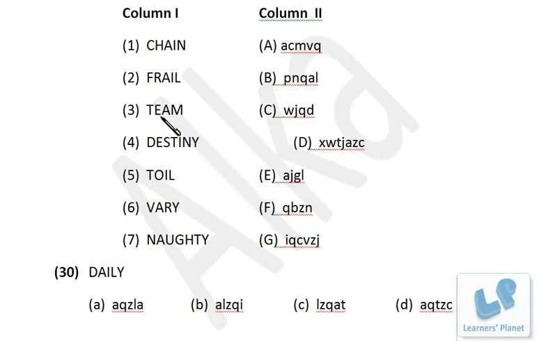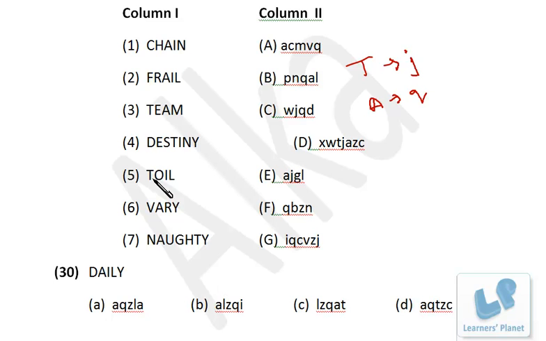Here I can see TEAM and TOIL. Only T is common, right? So T will be WJQT and AJGL. Only J is common, right, between these two. That means T is actually J. Similarly, if we make comparison between TEAM and CHAIN, only A is common, right? So between these two, we can see Q is common. That means A is actually Q.